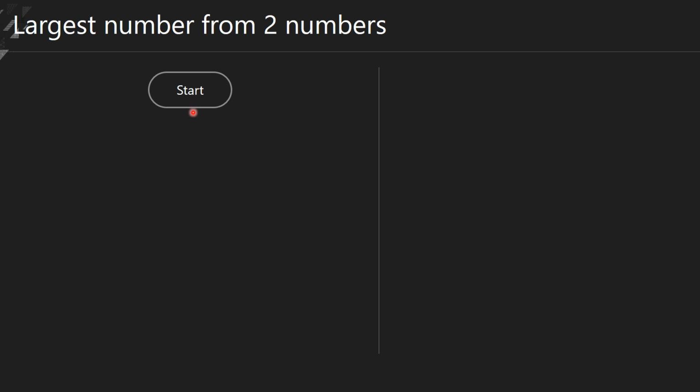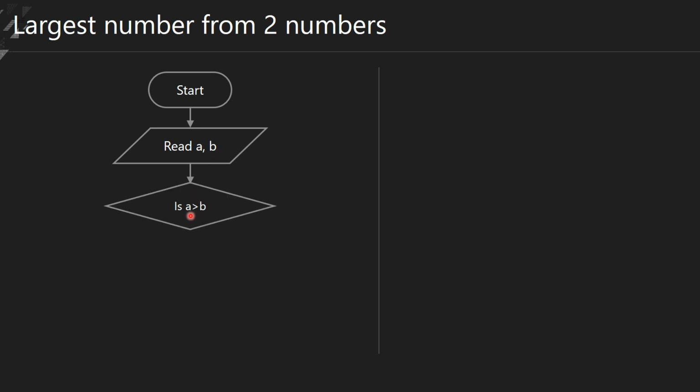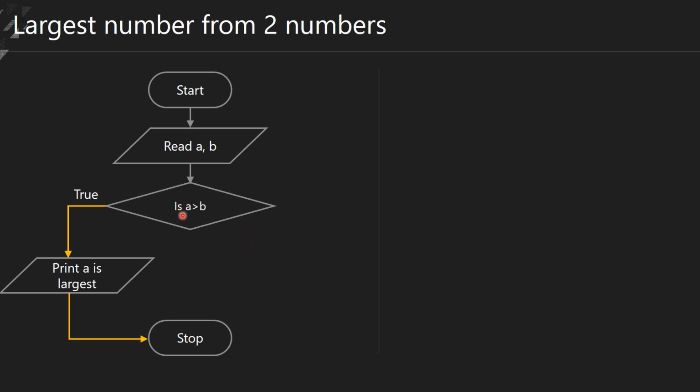As usual, you start with the start symbol, then move on to read the two numbers A and B. Then you check these two numbers, which is greater than the other, using the decision symbol. Is A greater than B? If it is true, then A is the largest one, and stop. Suppose this condition is false, that means A is not greater than B. Print B is the largest, then stop.